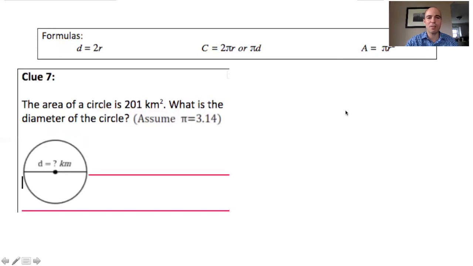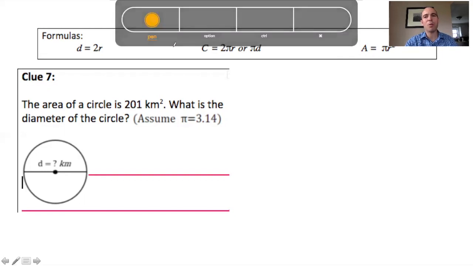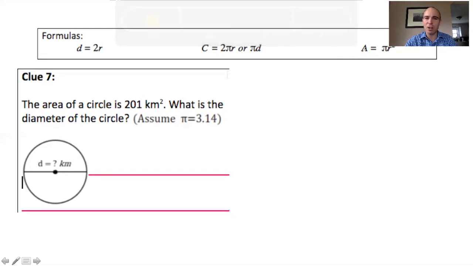Okay, clue 7. All right, ignore those pink lines, but they give you the area and ask you for the diameter. This one again is kind of tricky because there's no formula with both area and diameter, so you've got to know to use this formula. I would use this formula first to get that radius. Remember, you're going to have to do that square root move. And then number 2, you can use that to find your diameter.